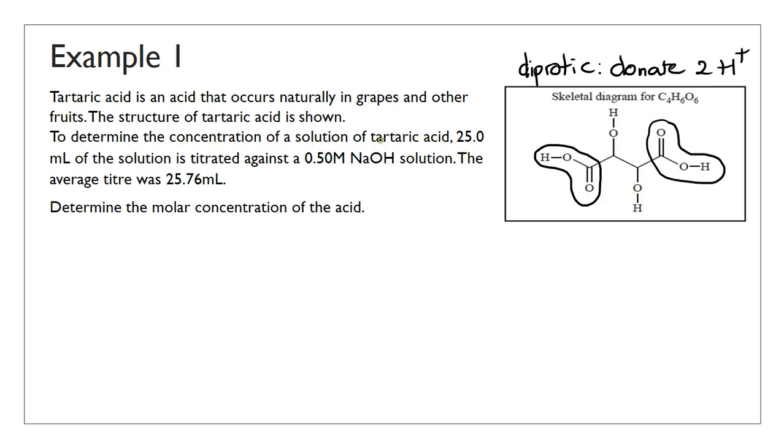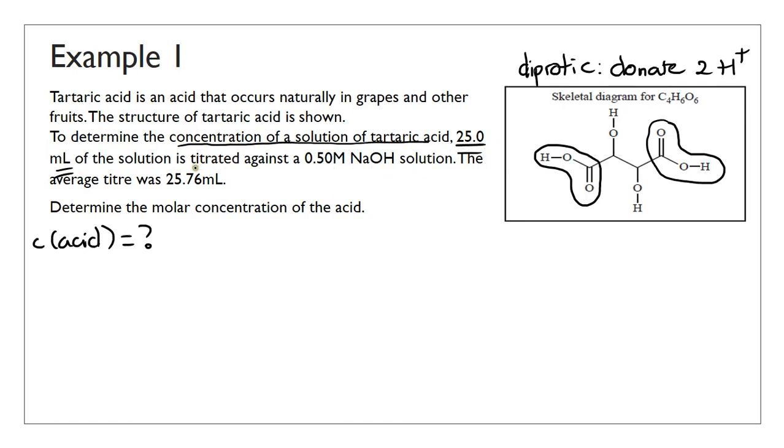To determine the concentration of a solution of tartaric acid. So the end goal here, and I think it's very important when you do any question, especially analytical chemistry, is you need to know what is the ultimate purpose of a particular analysis. In the case of titration, you always want to determine the amount or the concentration of something. So in this case, the end goal is to find the concentration of tartaric acid. So my final answer has to be in the form of: concentration of tartaric acid is blah, blah, blah. To determine the concentration of a solution of tartaric acid, 25 ml of the solution is titrated against a 0.5 molar sodium hydroxide solution.